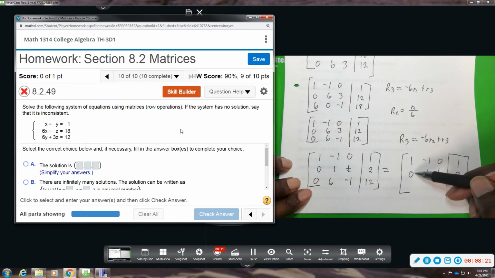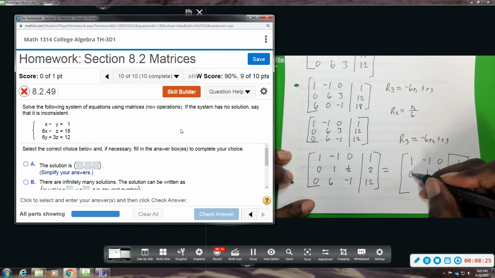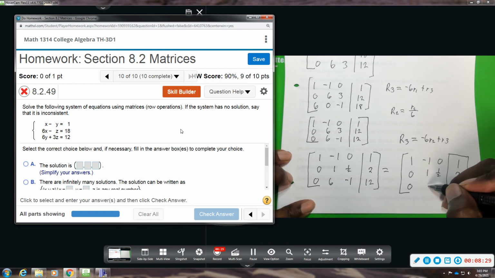So I'm going to multiply by negative 6, add it. That's still 0. So 0 plus 0 is 0. Times negative 6 is negative 6 plus 6 is 0. Times negative 6, so half of negative 6 is negative 3, plus a negative 1 gives me a negative 4. And then times negative 6 is negative 12, plus that 12 right here gives me 0.